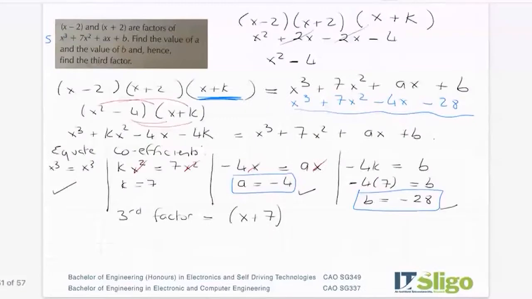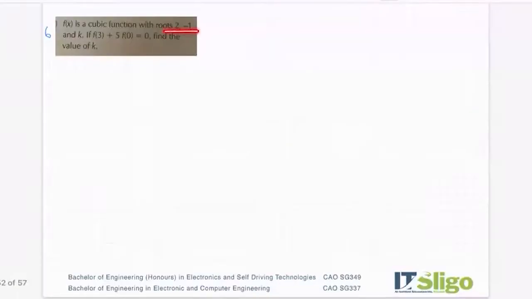So let's have a look at question 6. f of x is a cubic function whose roots are 2, minus 1 and k. Just like we did on example 5, where we set up 3 factors, that gave us a cubic. You have 3 roots, that's going to give you a cubic function. When it says roots, that means x equals. So when my roots are 2, minus 1 and k, then x is equal to 2, x is equal to minus 1, and x is equal to k. That's what it means when it gives you the roots.